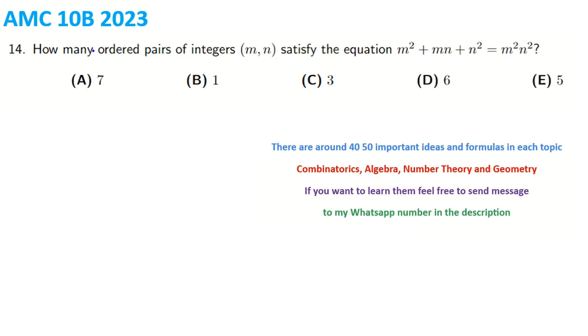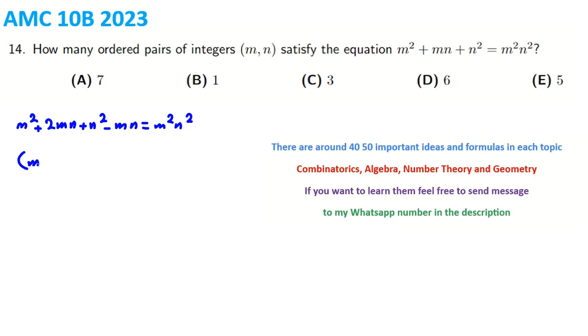AMC 10B 2023, problem 14. How many ordered pairs of integers (m, n) satisfy the equation m squared plus mn plus n squared equals m squared n squared? So for this one, I can say the left hand side is m squared plus 2mn plus n squared minus mn equals m squared n squared.